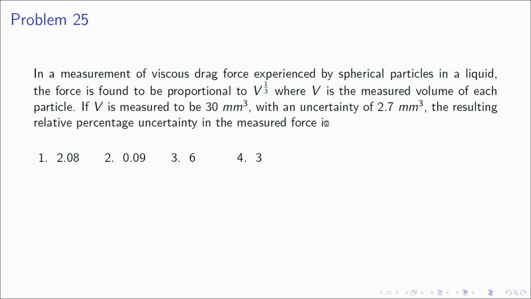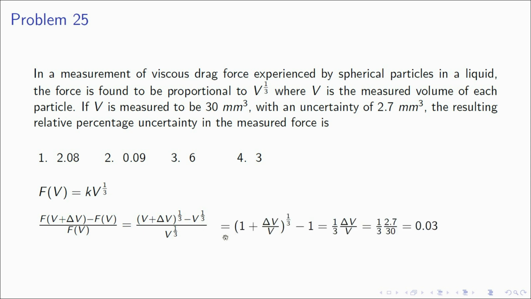So first we can write the measured force as a proportionality constant times V to the power 1/3. Now you calculate the relative uncertainty. Here the error is (f(V plus delta V) minus f(V)) over f(V). So here you can just write k times (V plus delta V) to the 1/3. K will cancel out, so you just evaluate this. You divide by V everywhere, and you get (1 plus delta V by V) to the 1/3 minus 1.